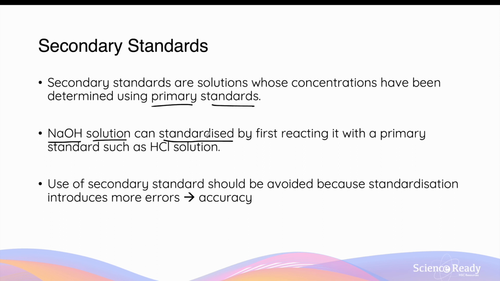This involves titration of the sodium hydroxide with a primary acid standard, such as a hydrochloric acid solution with an appropriate concentration. Once the titration allows us to determine the sodium hydroxide concentration, this will become what we call a secondary standard. Although secondary standard solutions can be used, we try to avoid them because the process of standardization will introduce more errors in the experiment, and this will in turn affect the accuracy of your final result.